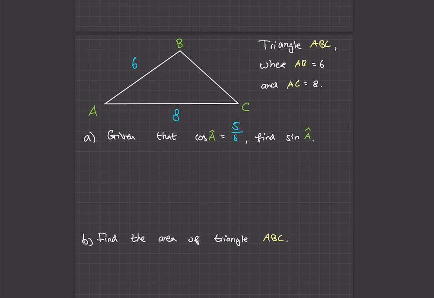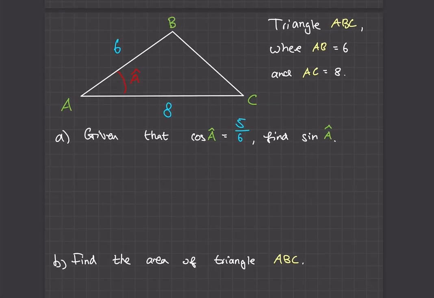We're given this triangle ABC where AB is 6 and AC is 8, and we're given that cosine of A is 5/6, and then we need to find sine of A. So sine of A refers to this angle over here. I'm just going to label that in with a red line. So that's our angle, A hat. Given the cosine of that is 5/6, find sine.